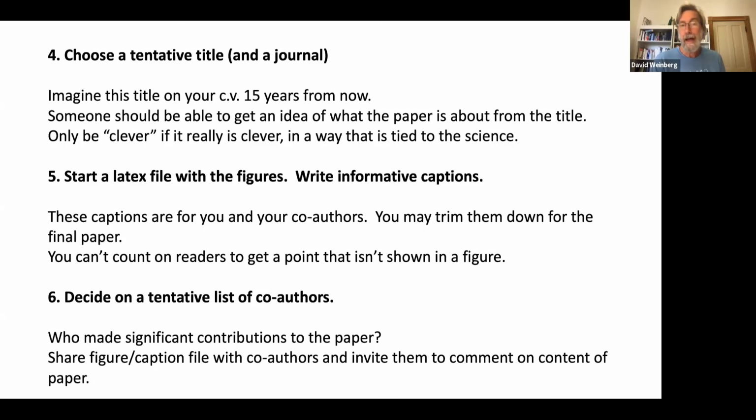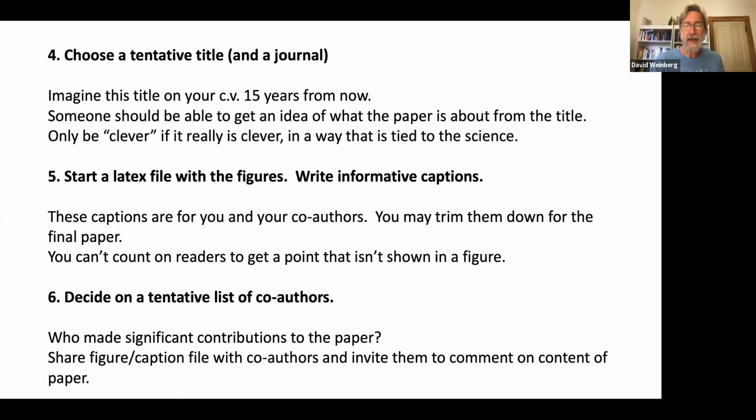So that can be good, but 90% of my paper titles are boring, but they are informative. And 10% of the time I figure out something that's clever, and that's useful. So don't be clever for the sake of being clever. Okay, you've got a title, you've got figures.